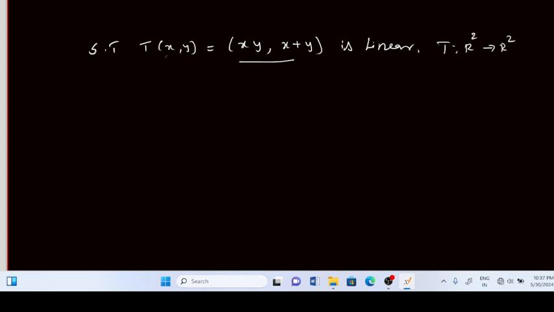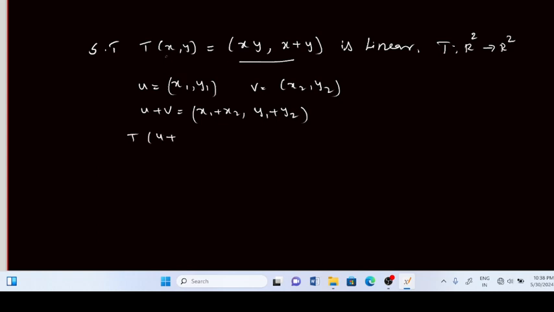Here let us consider u is (x1, y1) and v is (x2, y2). Now we add these two: the x term is x1 plus x2 and the y term is y1 plus y2. So substitute this in the given function, that is T of u plus v is nothing but T of (x1 plus x2, y1 plus y2).